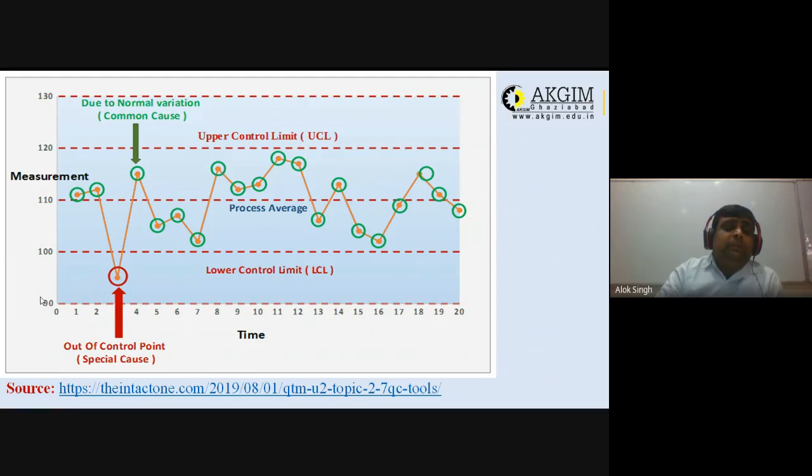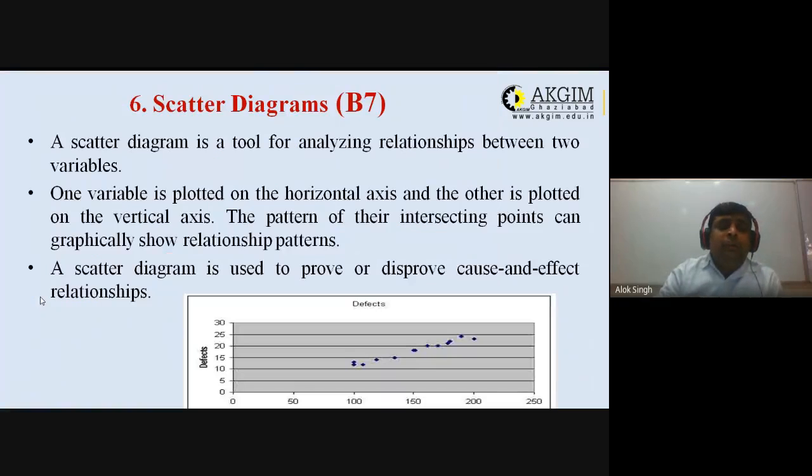So that is the basic purpose of using a control chart: to notice the deviation, and if there are any, you need to maintain or manage it by using the control chart. Okay, next quality control tool of the basic 7 quality control tools is the scatter diagram.